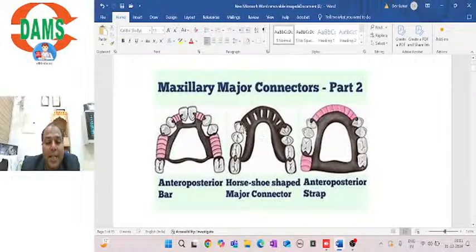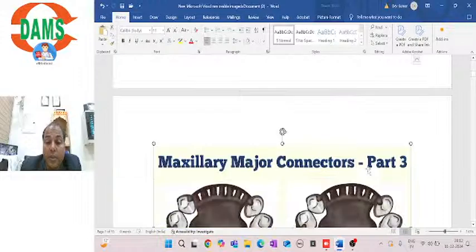So this horseshoe shaped maxillary major connector is contraindicated in distal extension. If somebody asks you which is the most versatile maxillary major connector, it is the anterior posterior strap or double strap, right? It is one of the structurally most rigid and the most versatile maxillary major connectors that can be used in almost each and every situation, right?